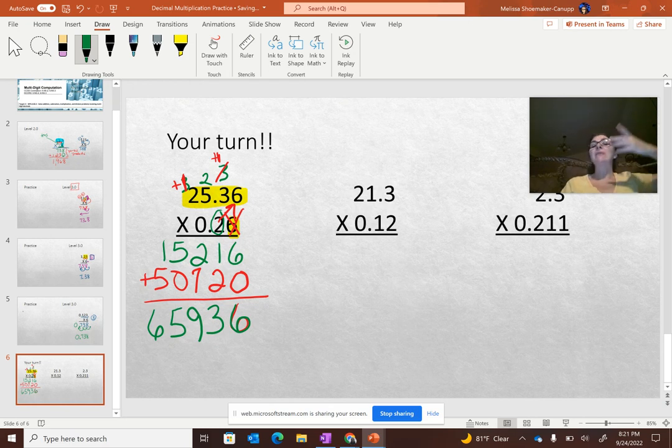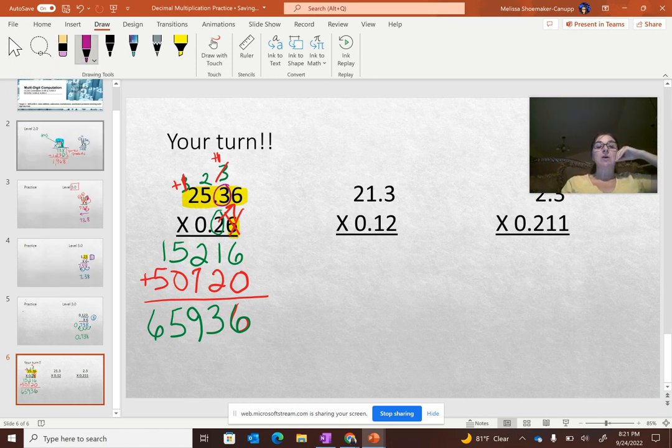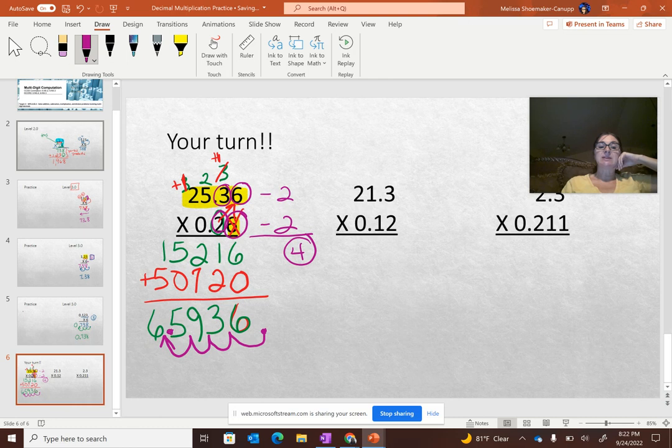Now we go back and think about the decimal. In the first number, I see a 3 and a 6 behind the decimal. So that's 2 numbers behind the decimal. In the second number, I have a 1, a 2, and a 6 behind the decimal. That's 2 more. So that's a total of 4 numbers behind the decimal. So that means I start over here and I count 1, 2, 3, 4. And that is where your decimal lands.